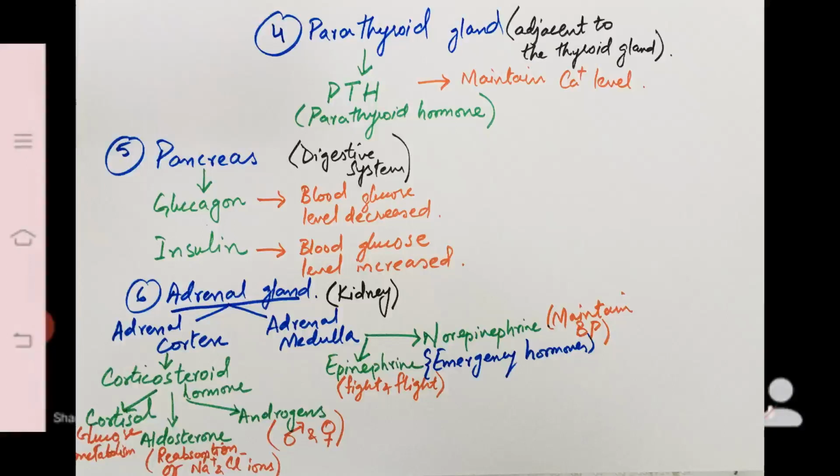And what does it regulate? It maintains the calcium level in our body, right? The parathyroid gland, which is present adjacent to the thyroid gland in our neck, secretes PTH, the parathyroid hormone, which maintains the calcium level in our body. Now number 5.